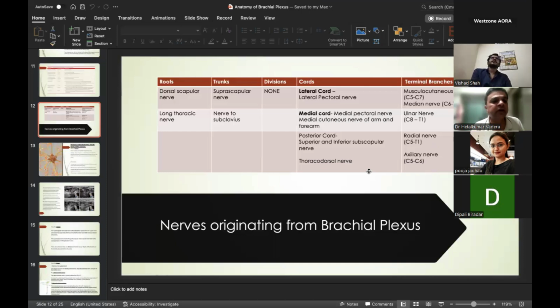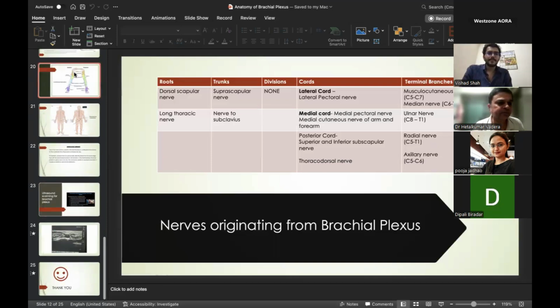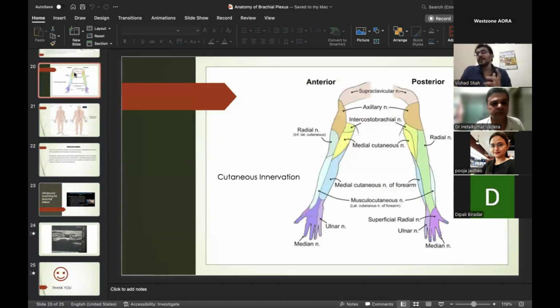You can open the dermatome slide again. Yes, sir. Medial cutaneous nerve of the arm and the medial cutaneous nerve of the forearm, they are the major nerves which are supplying the forearm, sir. And the lateral part is supplied by the lateral cutaneous nerve of the forearm, that is a branch of the musculocutaneous nerve. The posterior part is supplied by the radial nerve, right?